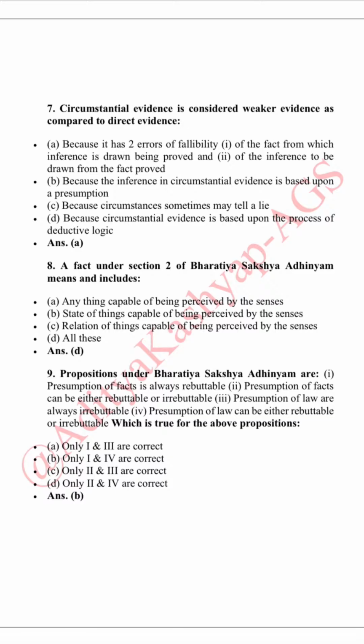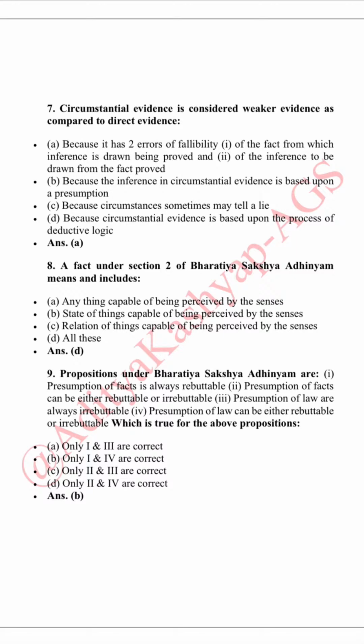ठीक है, because it has two errors: of the fact from which inference is drawn being proved. ठीक है ना, जिस fact से inference drawn किया गया उसको prove करना होगा, and of the inference to be drawn from the fact proved. और inference हमेशा कुछ से drawn किया जाएगा जो fact proved हो गया. तो इसीलिए circumstantial evidence क्या होता है? Considered as a weaker evidence as compared to direct evidence. Okay.